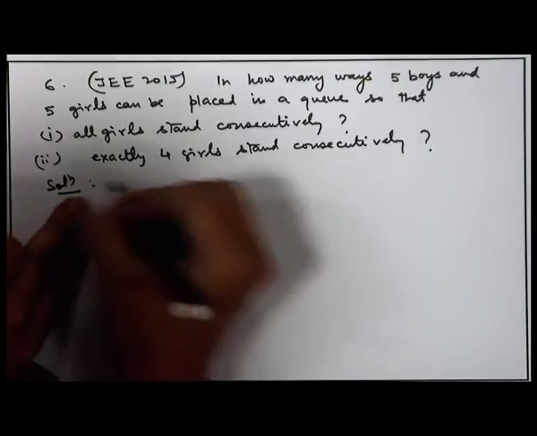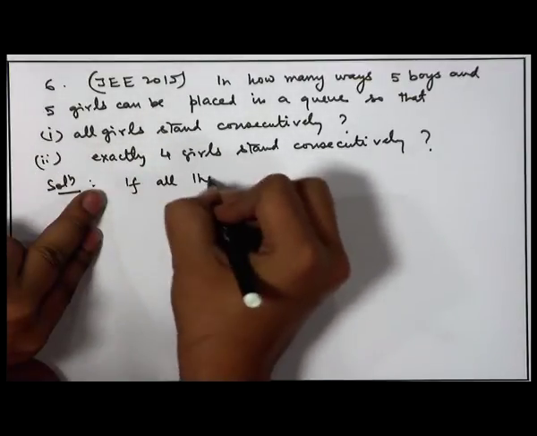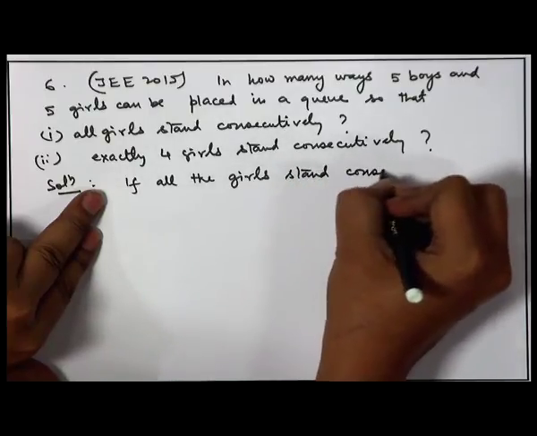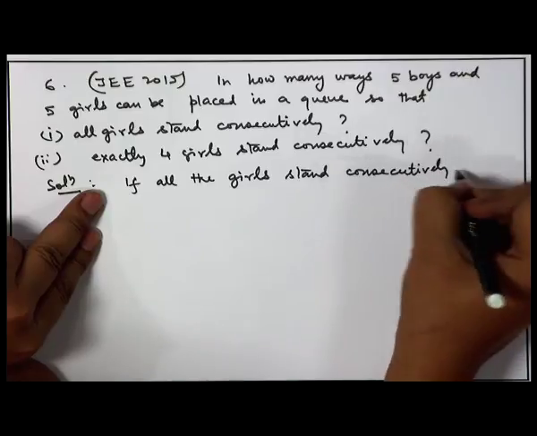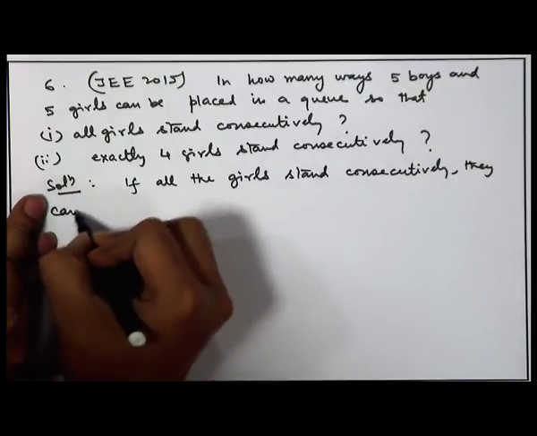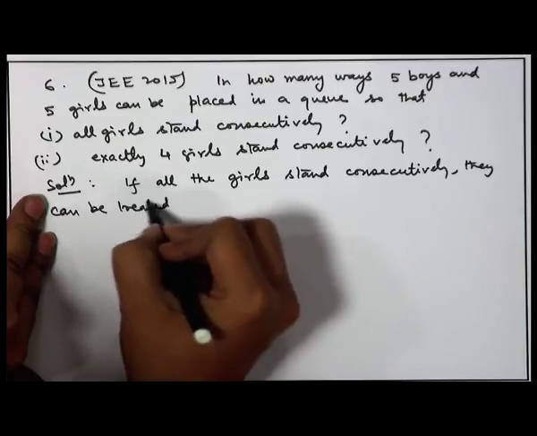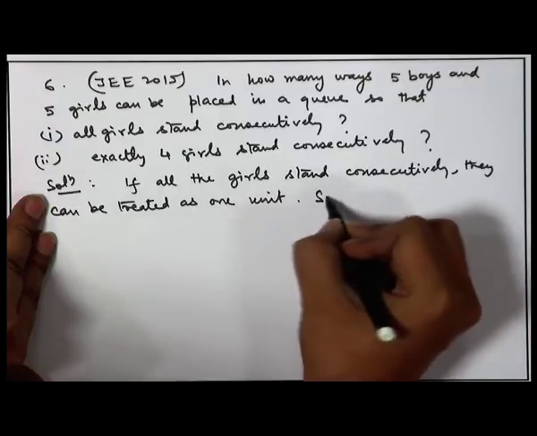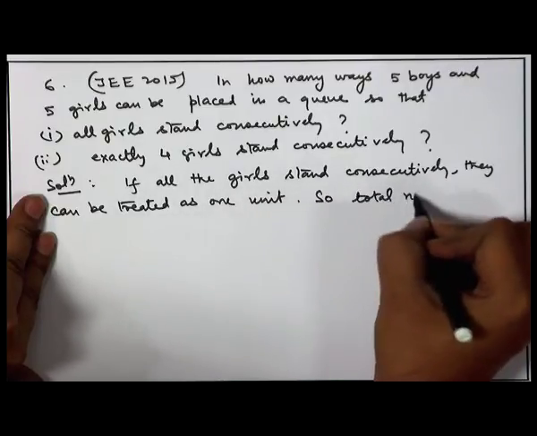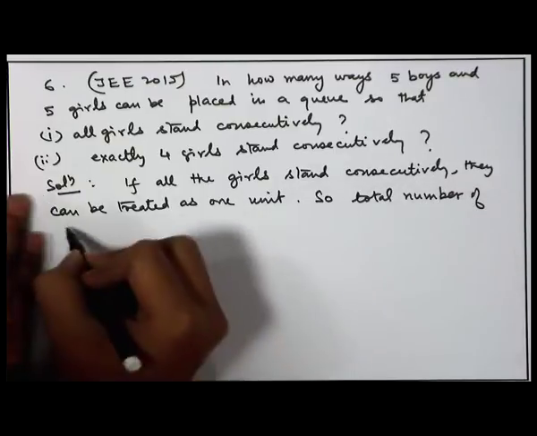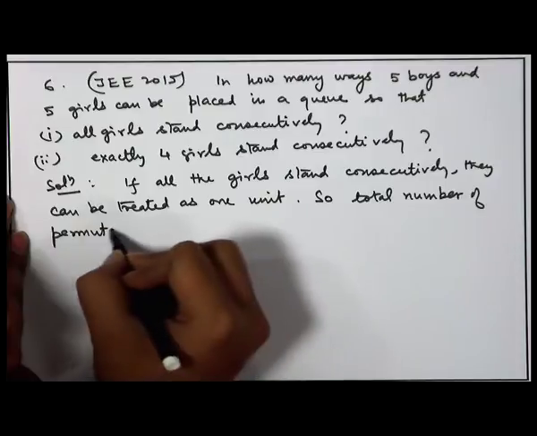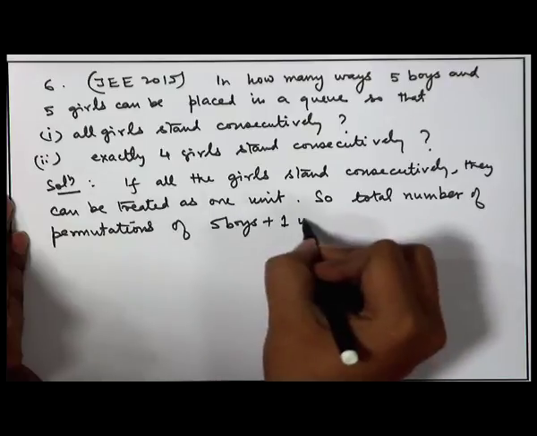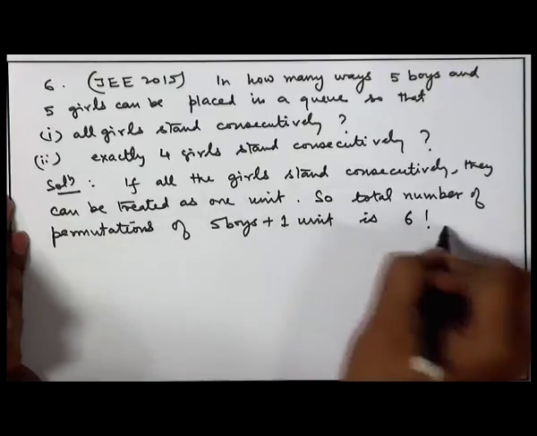So, if all the girls stand consecutively, they can be treated as one unit. So, the total number of permutations of 5 boys plus 1 unit is 6 factorial.